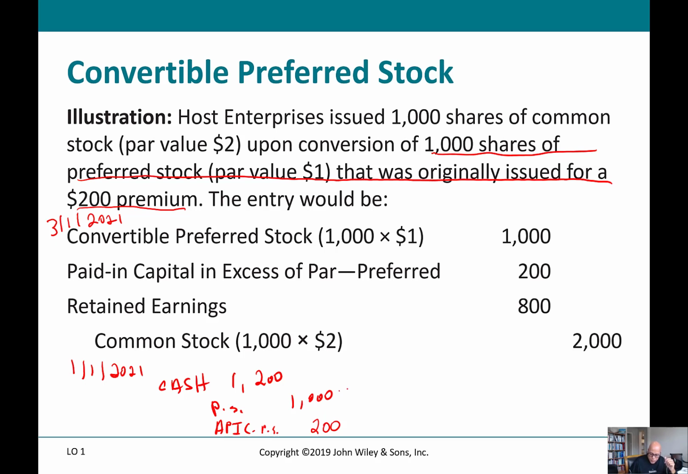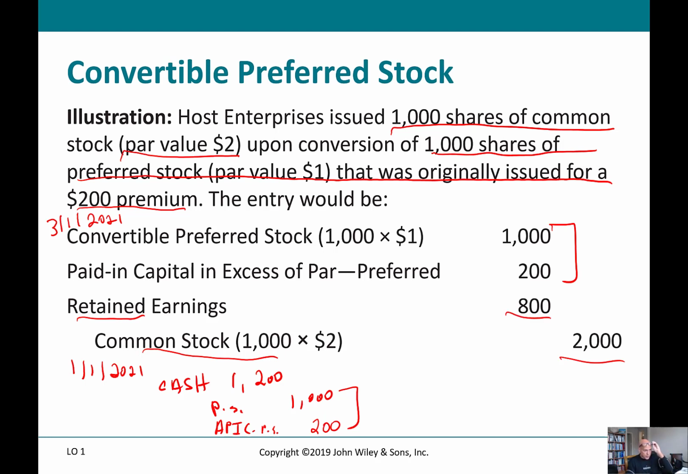Well, the first thing we're going to do is reverse out the issuance entry, the preferred stock, because they're converting that to common stock. Then we're going to do the part of the journal entry that relates to the issuance of the common stock, 1,000 shares, $2 par. We have to credit the common stock for 2,000. We still need $800 to make this journal entry balance. So in this case, we need a debit, and that debit goes to retained earnings.